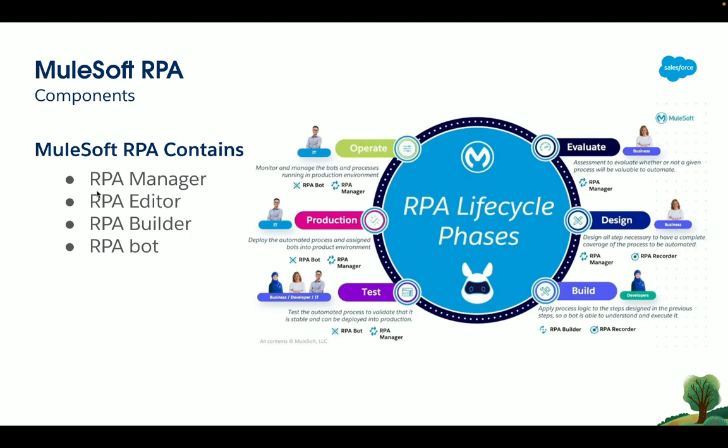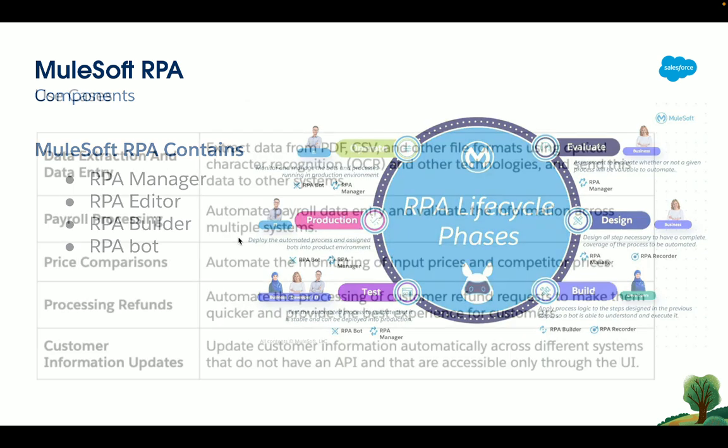Now the point to note over here is that RPA Manager is available on the cloud, which means you can directly go to your Chrome or any browser and open RPA Manager. But RPA Editor, Builder, and Bot would only work on your Windows environment. So please be careful about these things.